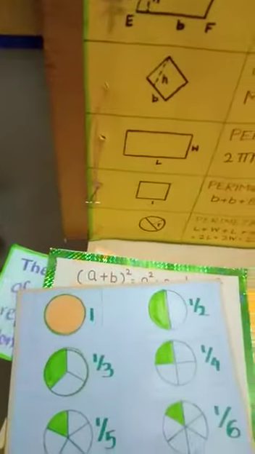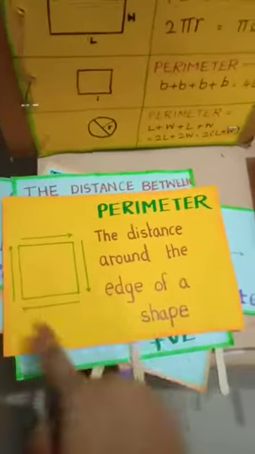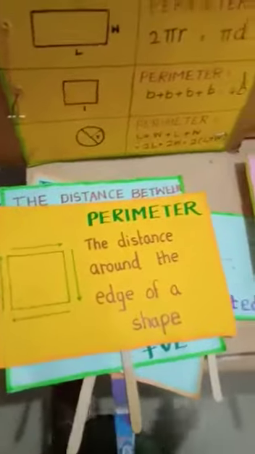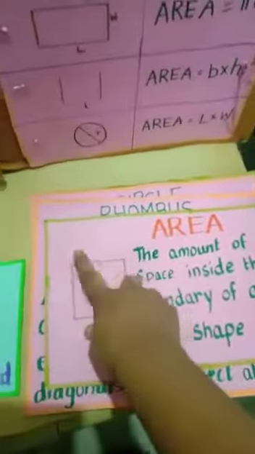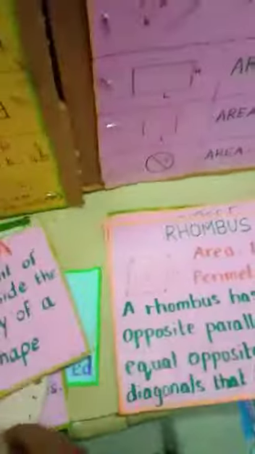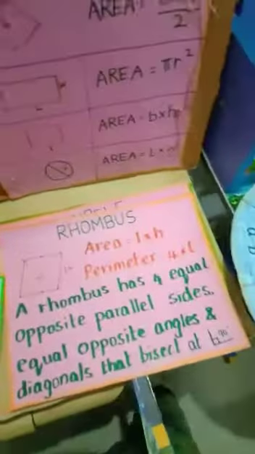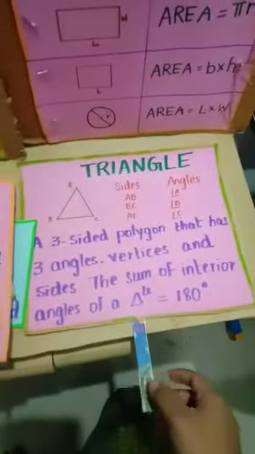So I told you perimeter is the sides. If you add all the sides together, the distance around the edge of the shape is the perimeter. And the area is the amount of space inside the boundary. The amount of space inside the boundary of a 2D shape is the area. And for rhombus level 1 I have prepared area of rhombus. So I have prepared all this. Rhombus definition, circle definition, and this is about the triangle.